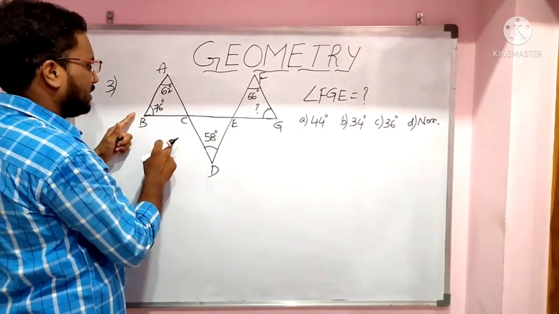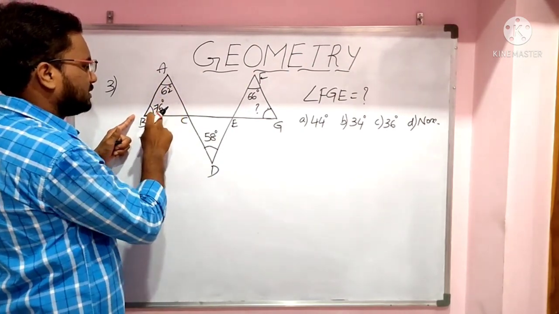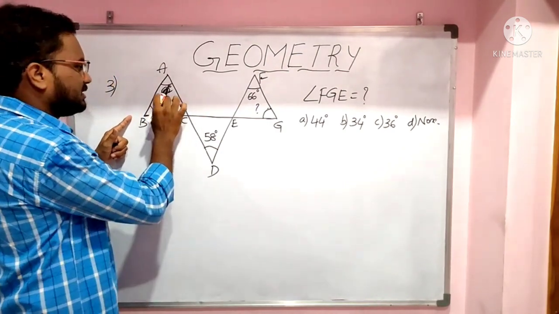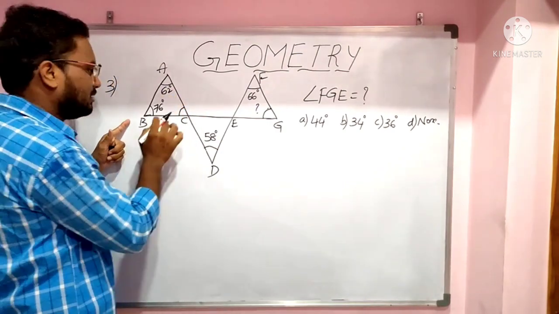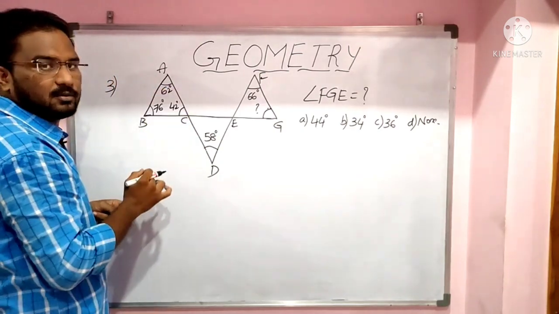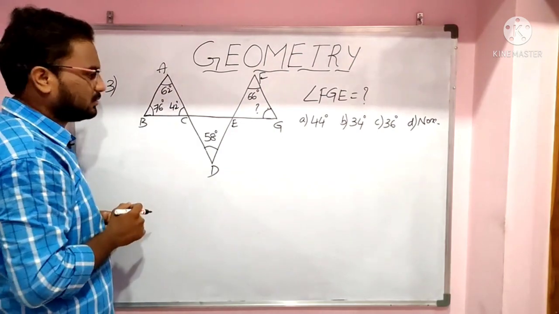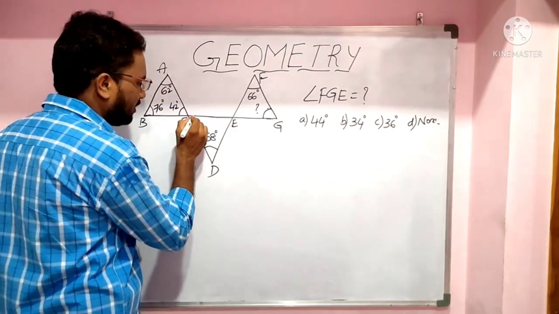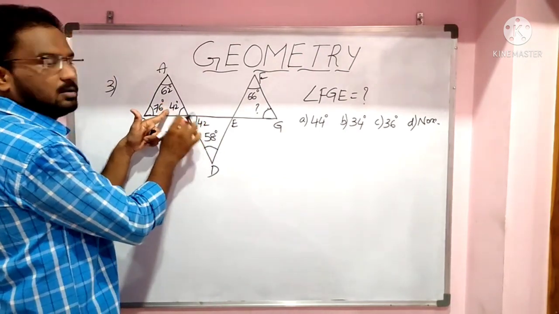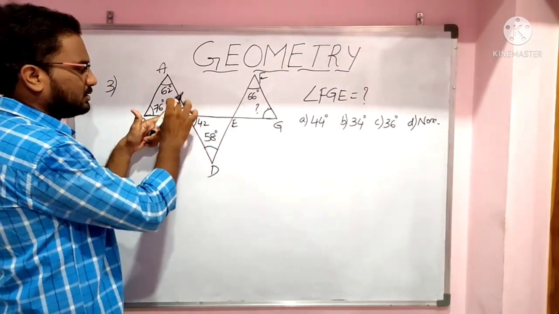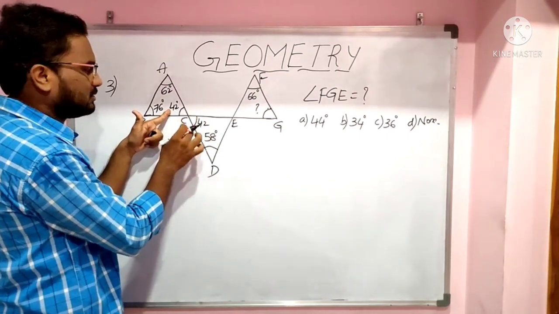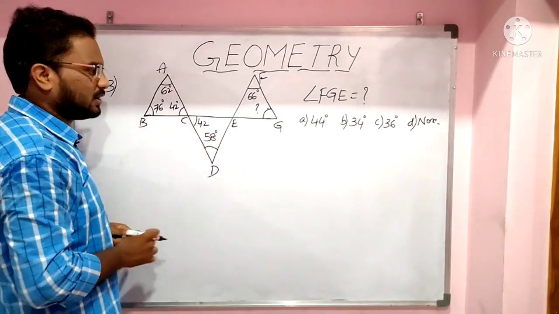So this is a triangle. If this is 62 and this is 76, then the sum is 138. This will be 42 degrees, because this is a triangle and the sum of all angles is 180 degrees. If this is 42, then this will also be 42. Why? These two are vertically opposite angles. These two lines are intersecting lines, so these are vertically opposite angles.